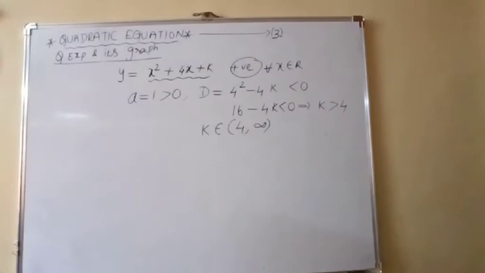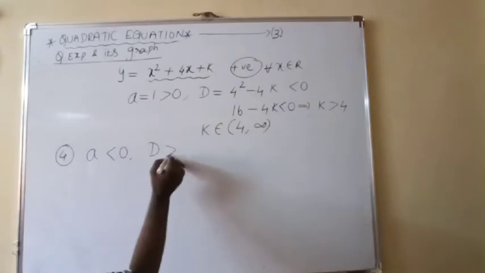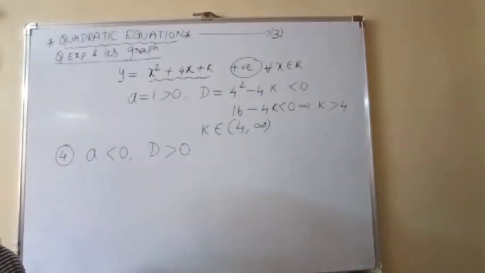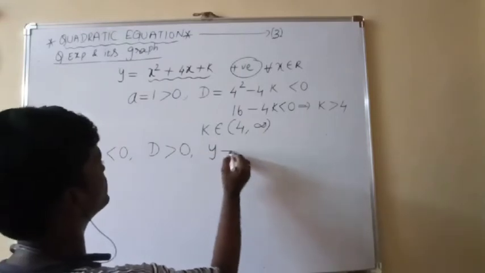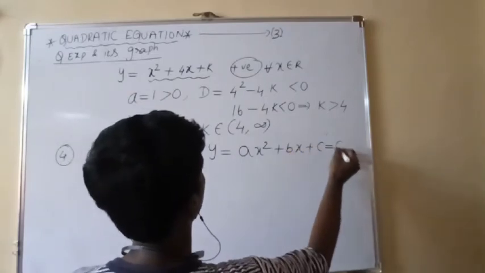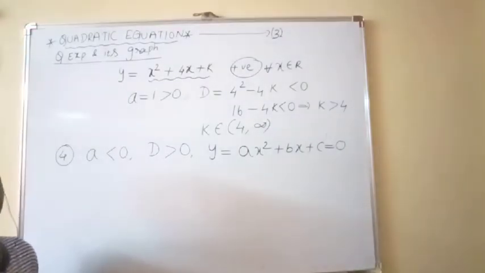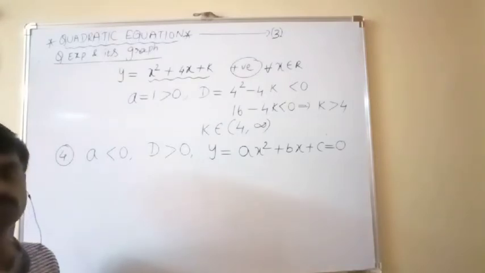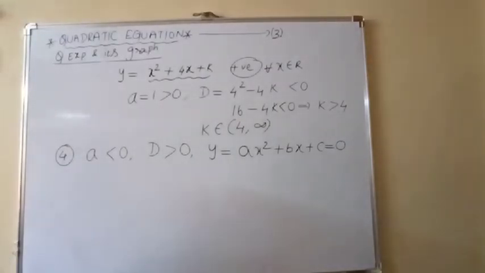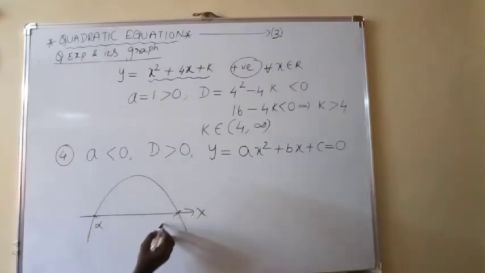Okay. Next after the third case, the fourth case. The fourth case is similar to the first case: a negative, discriminant positive. Discriminant positive means automatically y is equal to 0 has how many roots? Two distinct roots. So ax square plus bx plus c is equal to 0 has two distinct roots. That means the graph of this function cuts the x-axis at two distinct points. If we assume the roots are alpha and beta, it cuts the x-axis at alpha comma 0 and beta comma 0. As a is negative, it is a downward parabola. So this is alpha, this is beta.